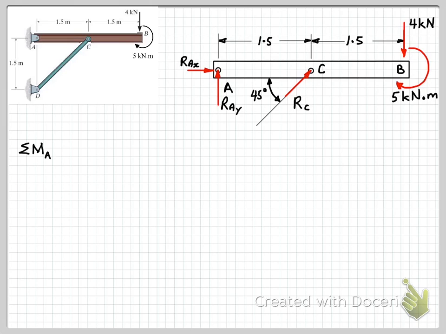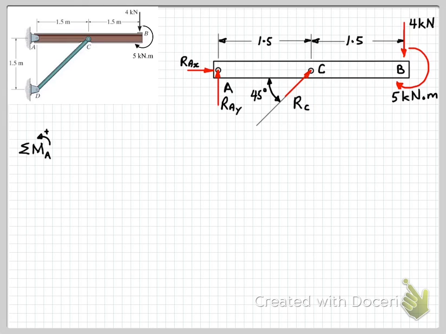So we're going to take moments about point A in this case, because by doing that, the moment effect of RAX, of course, will be 0 because it passes through point A, and the moment effect of RAY is also 0 because it also passes through point A. So when we calculate the moments, the only unknown force that will be causing a moment about point A will be RC.